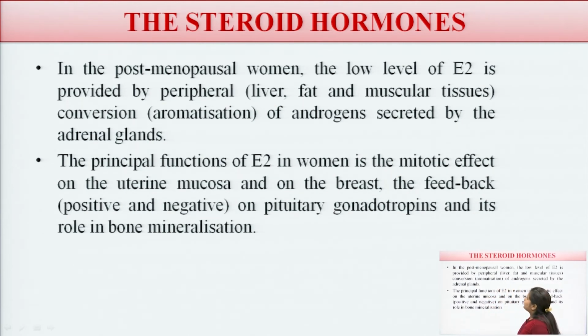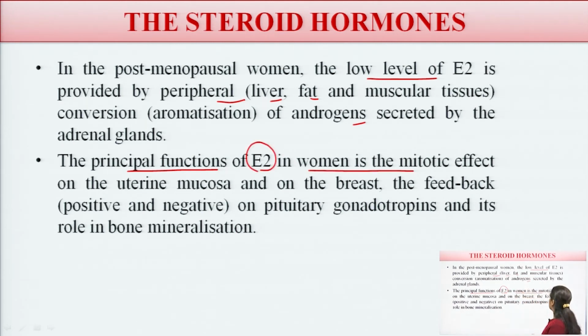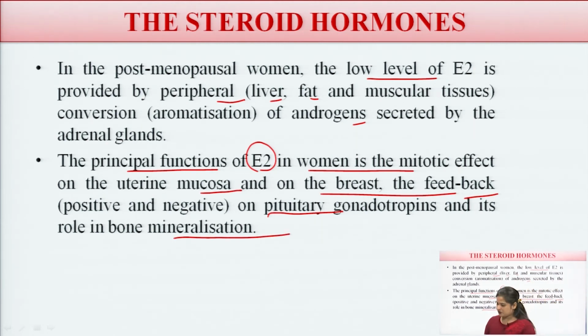Now, in post-menopausal women, the low level of E2 is provided by the peripheral tissues, that is the liver, fat, and muscular tissues, through the aromatization of the androgen secreted by the adrenal glands, right. What is the main function? The principal function of E2 in the woman is the mitotic effect on the uterine mucosa and on the breast, the positive or negative feedback on the pituitary gonadotropin, and its role in bone mineralization.